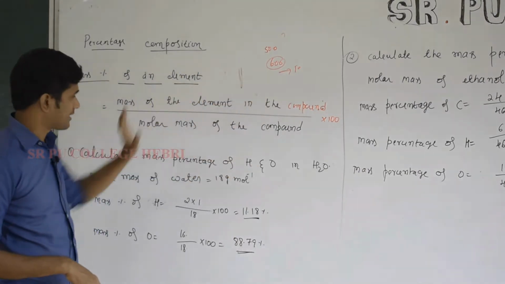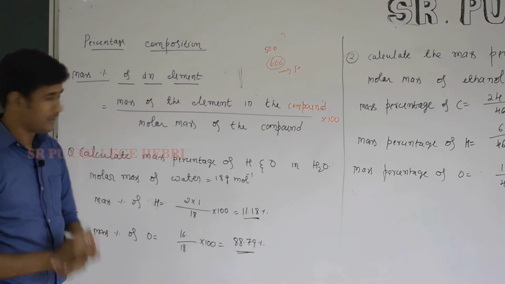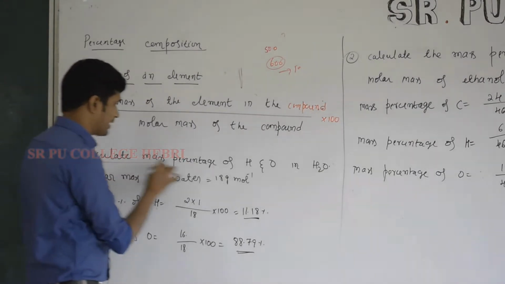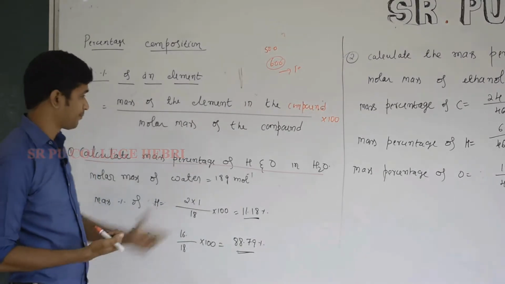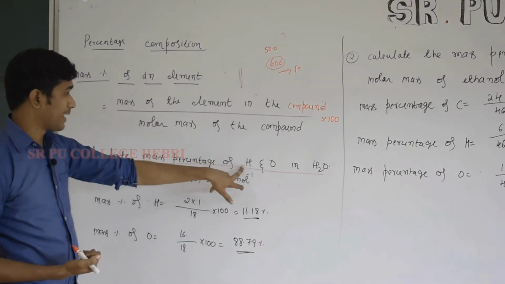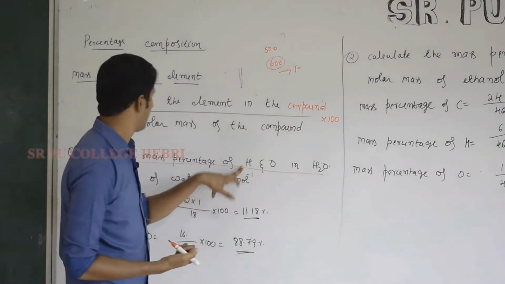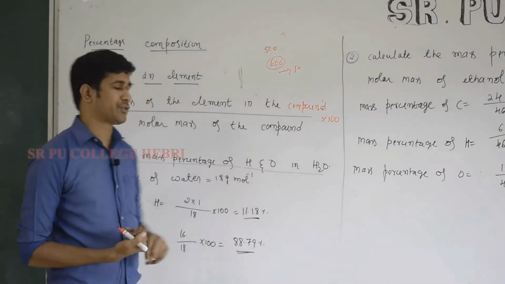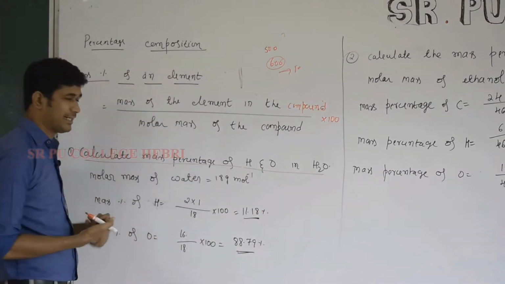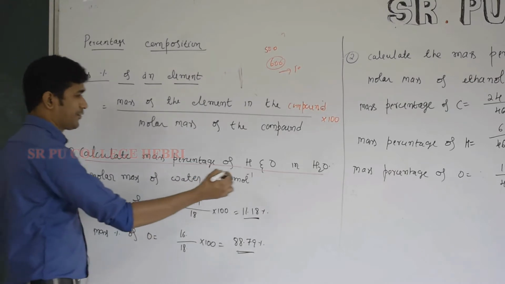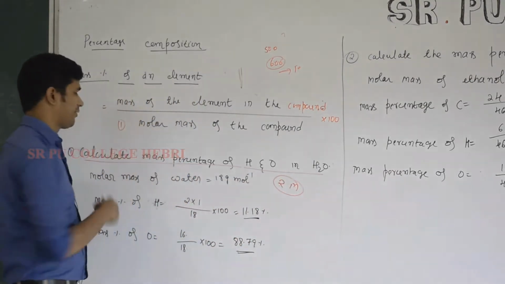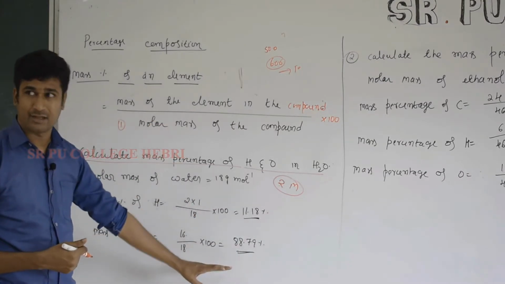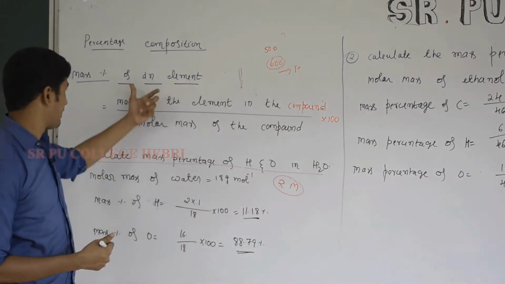Understood? I'll start with a very simple example: calculate the mass percentage of hydrogen and oxygen in water. So we have to calculate the mass percentage of hydrogen and oxygen in H2O. First we have to write the formula. This will be asked for 2 marks. For writing the formula you will get 1 mark, and for writing the correct substitution and answer you will get 1 more mark.